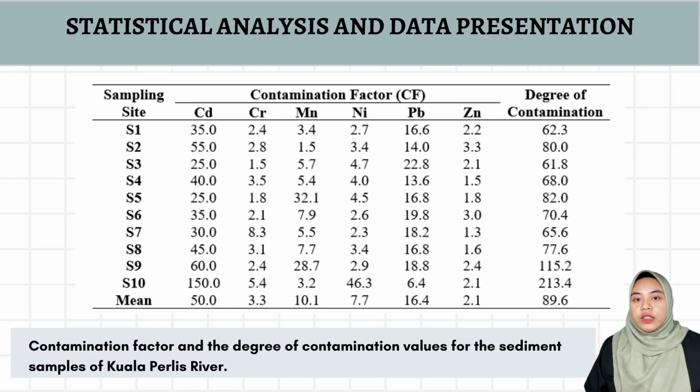The level of contamination for each metal has been ranked decreasingly according to the mean value of CF, which is cadmium, followed by lead, manganese, nickel, chromium and zinc.